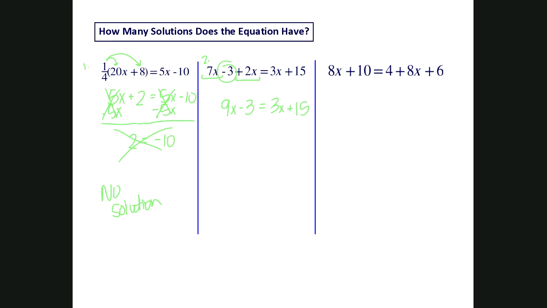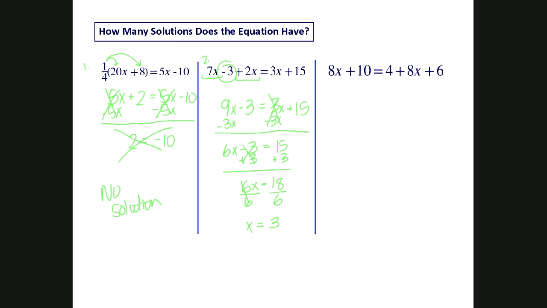So if I keep solving, I want to get all the x's together first. So I'll move the 3 x's over to the other side by combining it with the 0 pair. These ones cancel each other out, and I'm left with 6x minus 3 equals 15. Now I want all the numbers on the other side, so this negative 3 needs to move to the other side by combining it with the 0 pair. Those cancel out, and I'm left with 6x equals 18. And divide both sides by 6, and I'm left with x equals 3.